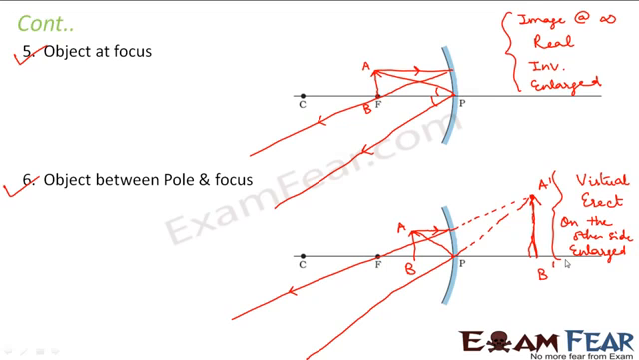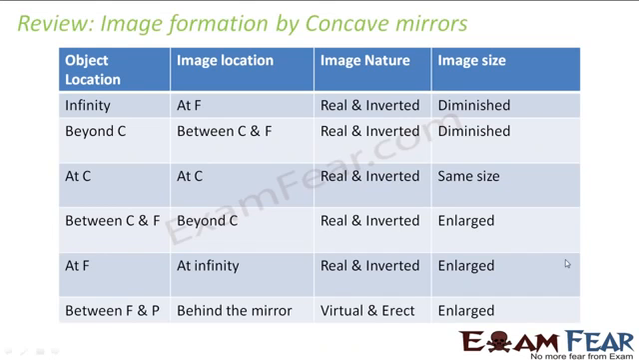So I hope you understood how we decide the image formation by a concave mirror. That means where an image will be formed, what would be the nature of that image, what would be the size of the image. All those things can be decided with the help of ray diagrams. So now this chart tells you, till now we have discussed all different object locations. So this chart is a review of whatever we have derived so far.